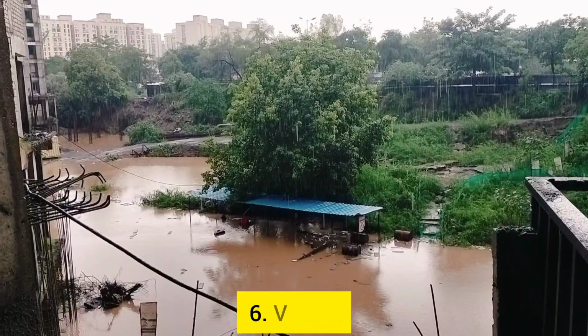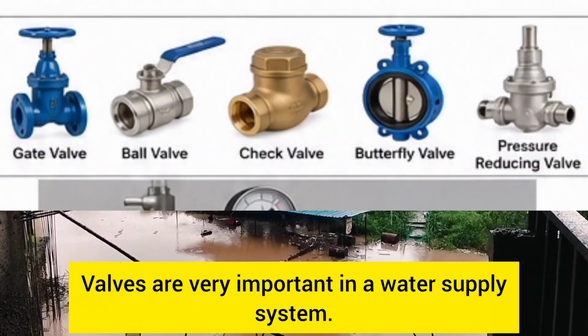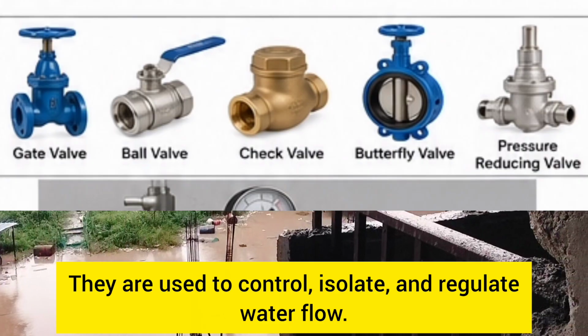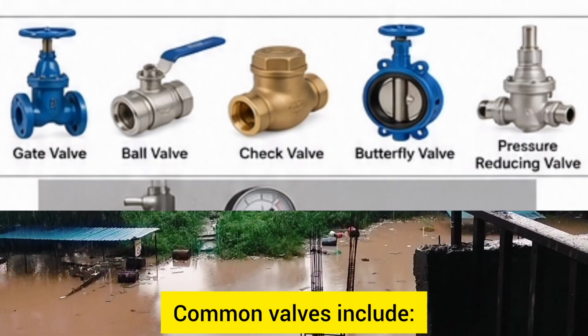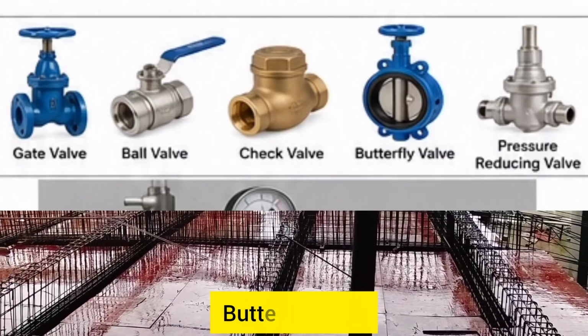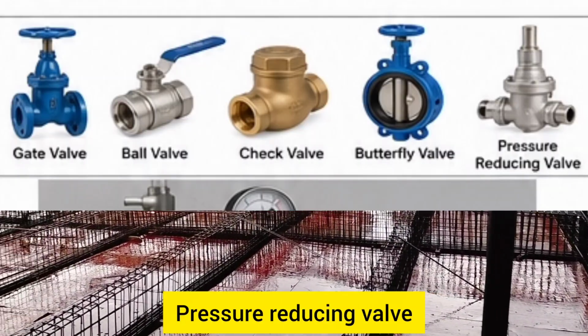6. Valves. Valves are very important in a water supply system. They are used to control, isolate, and regulate water flow. Common valves include gate valve, ball valve, butterfly valve, check valve, and pressure reducing valve.